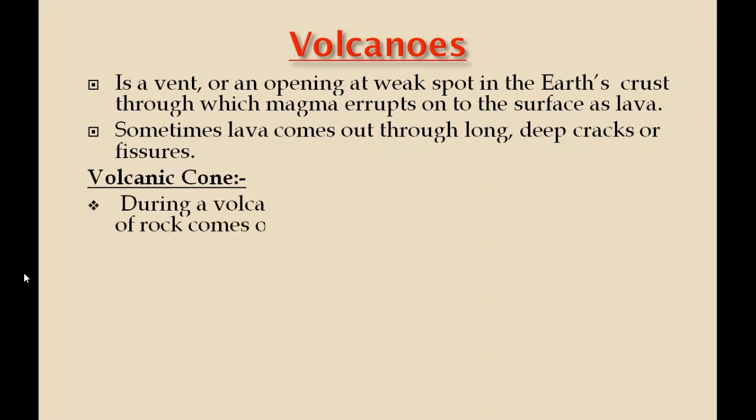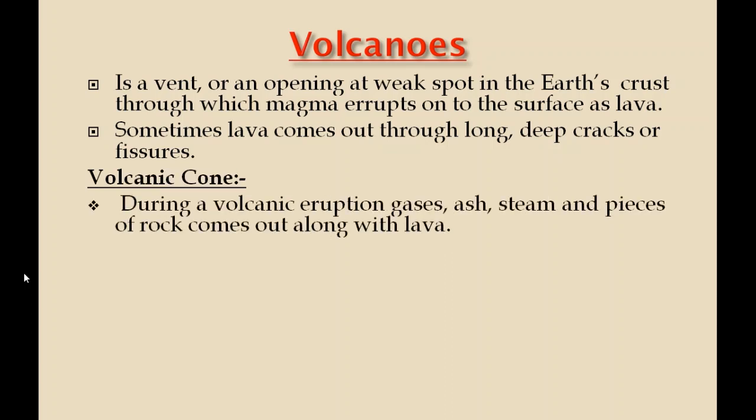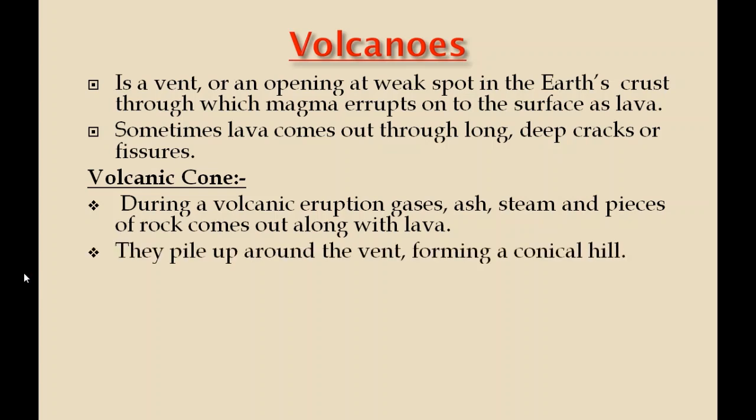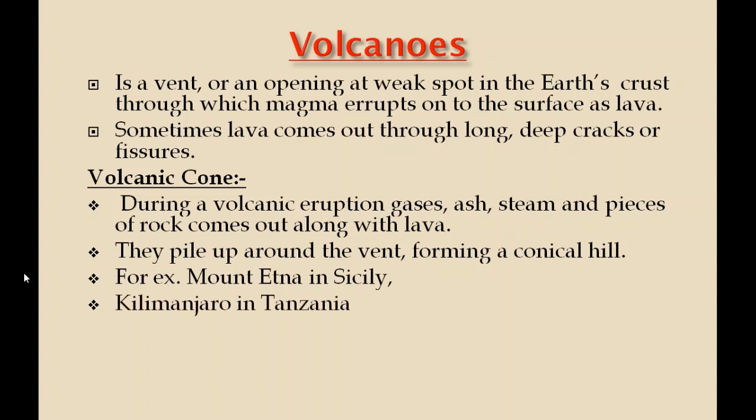Volcanic cone. During a volcanic eruption, gases, ash, steam and pieces of rock come out along with lava. They pile up around the vent, forming a conical hill. For example, Mount Etna in Sicily and Kilimanjaro in Tanzania.